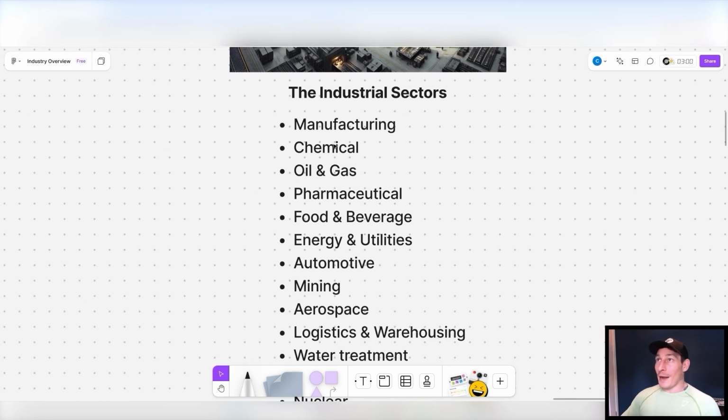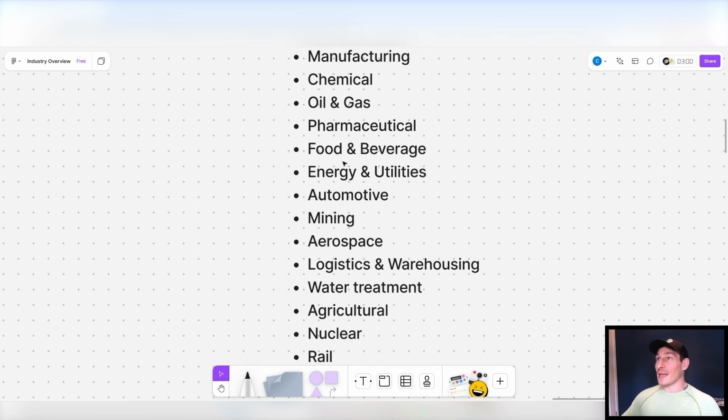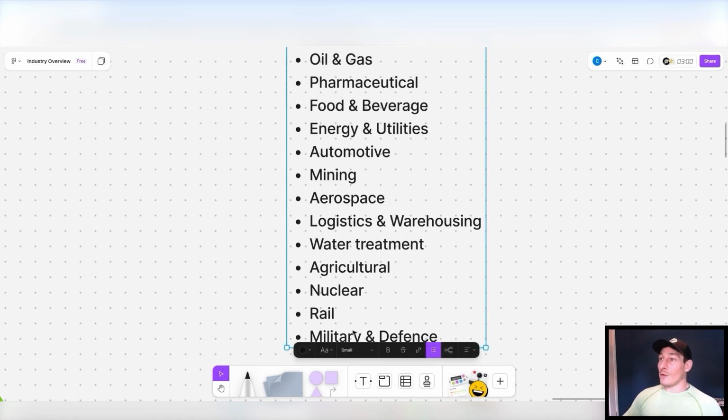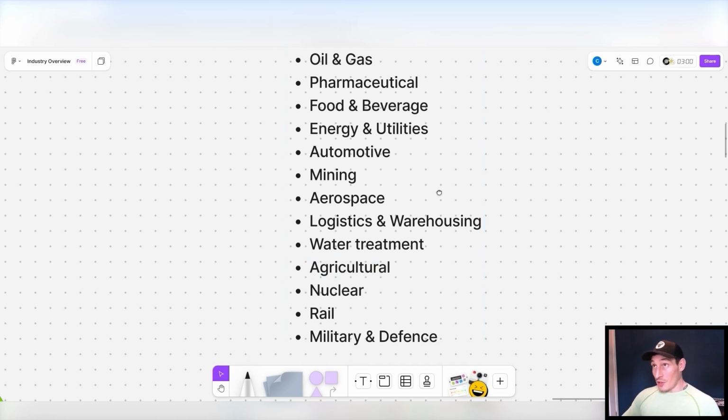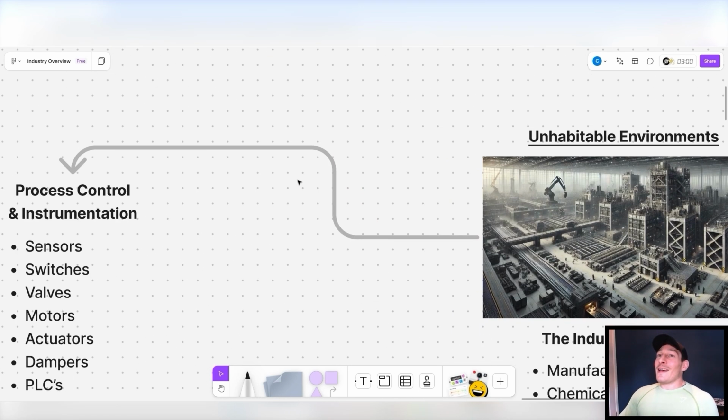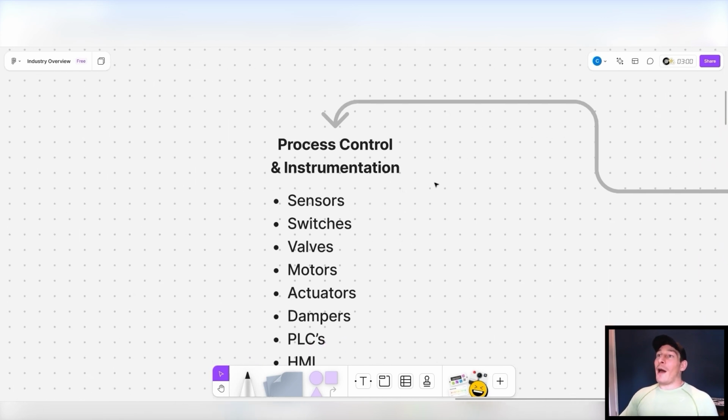So yeah: manufacturing, chemical, oil and gas, pharmaceutical, food and drink and beverages, mining, aerospace, water treatment. That's another massive one. Water processing, water treatment, certainly in the UK, rail, military, agricultural. It's just huge. It really is. Okay, now I've got that excitement out the way. Let's have a look at how this is defined.